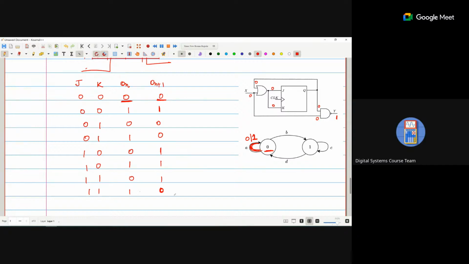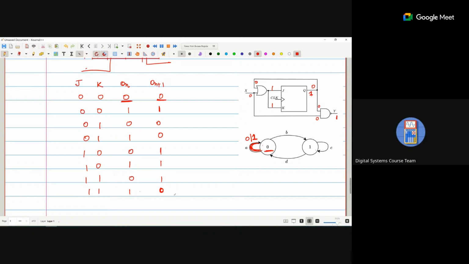Now we are assuming that q is 0, the present state is 0, but we require 1 here. So that means the output is toggled. When the output is toggled, these two are 1. Now we know that present state q is 0, so this one is 0. Next state qn is 1.